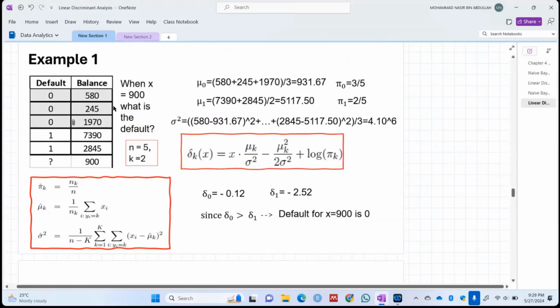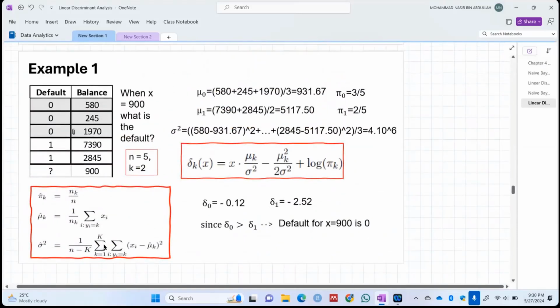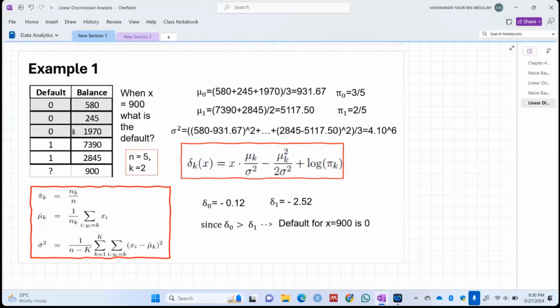So now let's look at example number 1. I think for this example I already provided the answer. Okay, now, example number 1. How many observations do we have here?